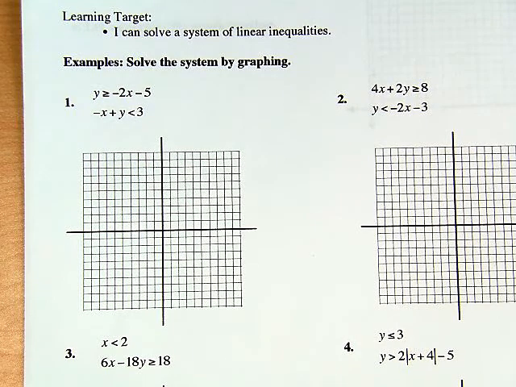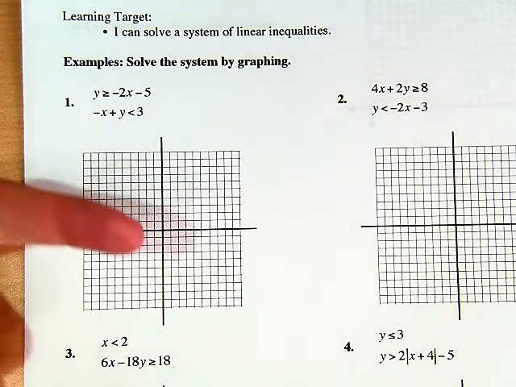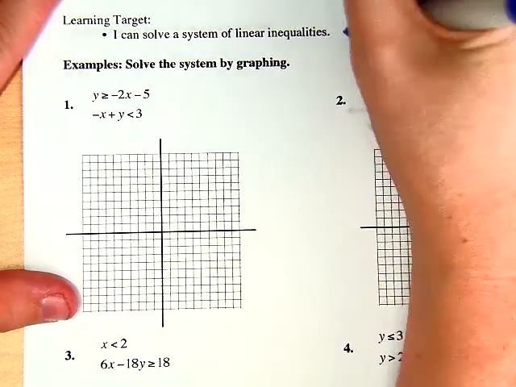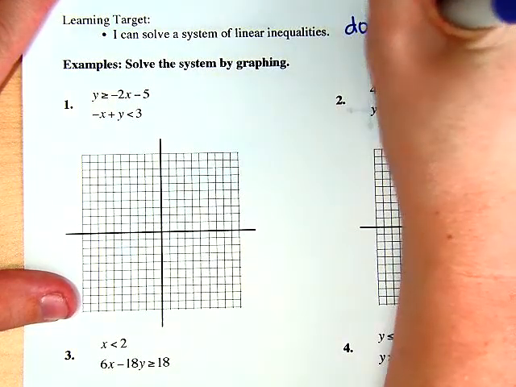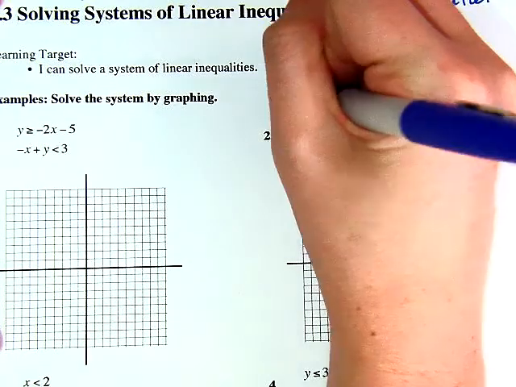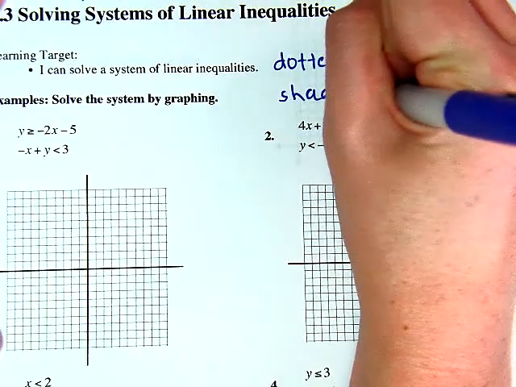And 3.3 notes, this is solving linear inequalities. So we kind of did this last chapter, in chapter 2, right at the end, where we had to graph these things and see if they're dotted or solid line, where to shade, all that stuff. So you got dotted versus solid going on. You got shading, all of the above. But now we got 2 of them.